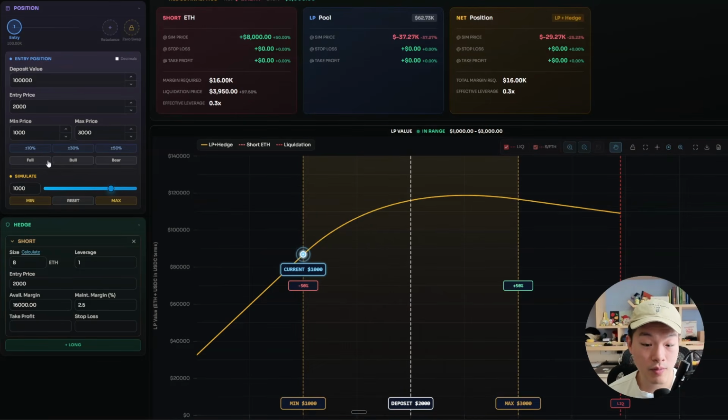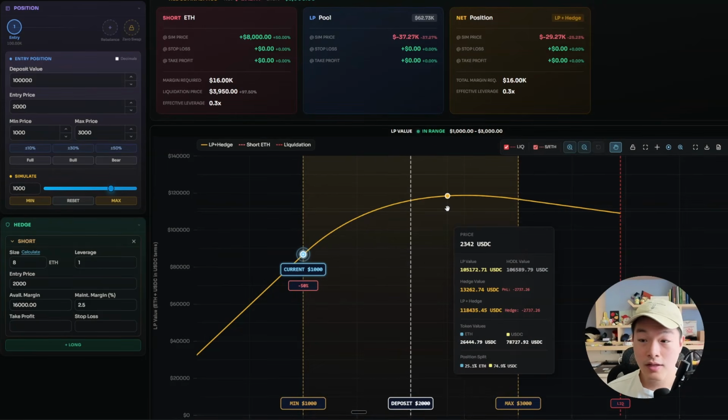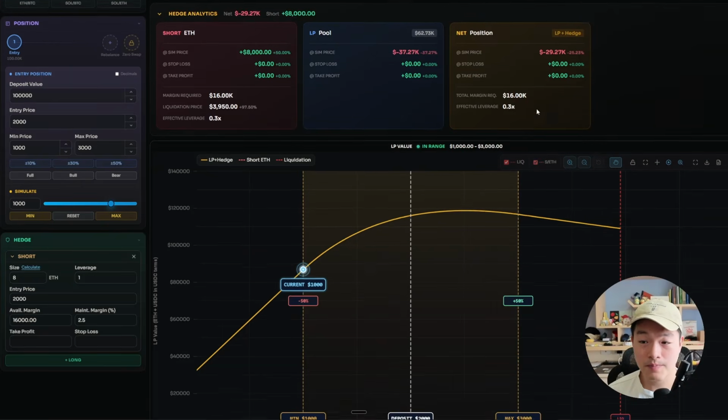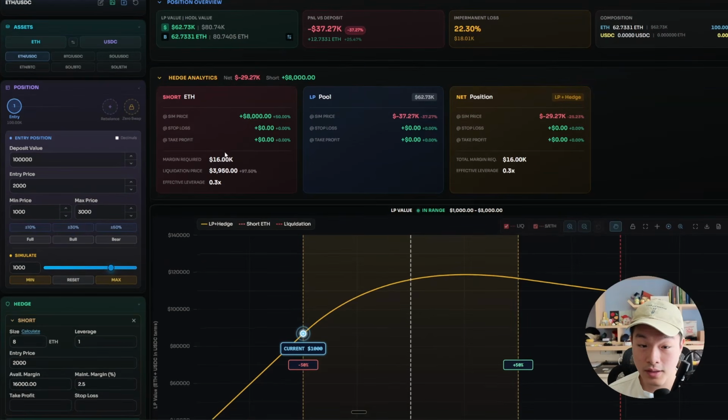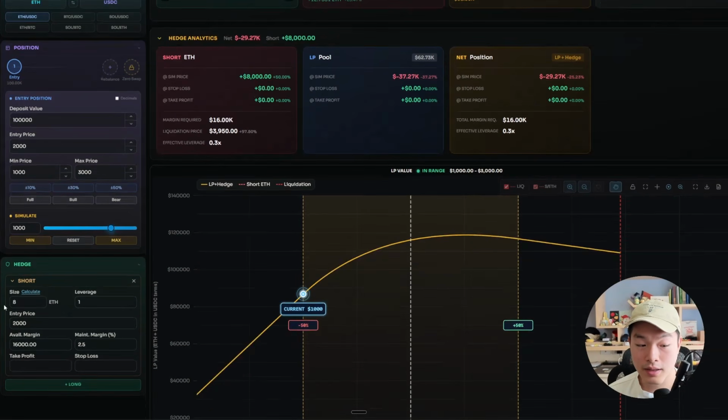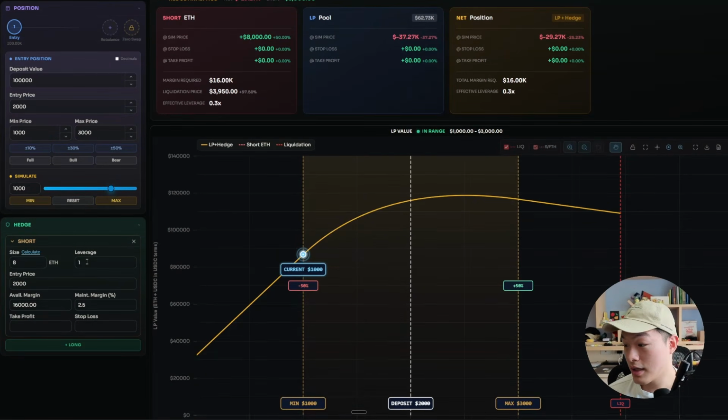Let's say the price moves all the way to $1,000, so a 50% price drop, you could see with the hedge on, it's only losing about 25% in value. So 29K in total and 37K here on this initial LP value, right? So these percentage terms actually include whatever capital, whatever margin that you put into the short account. So in this example, we are putting about 16K for that 8 ETH short because we are using 1x leverage.